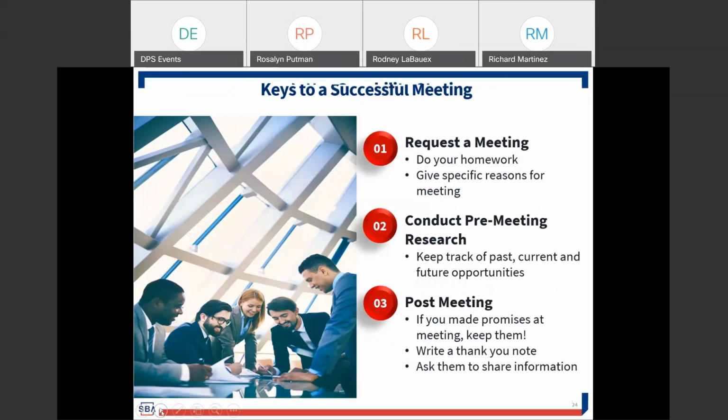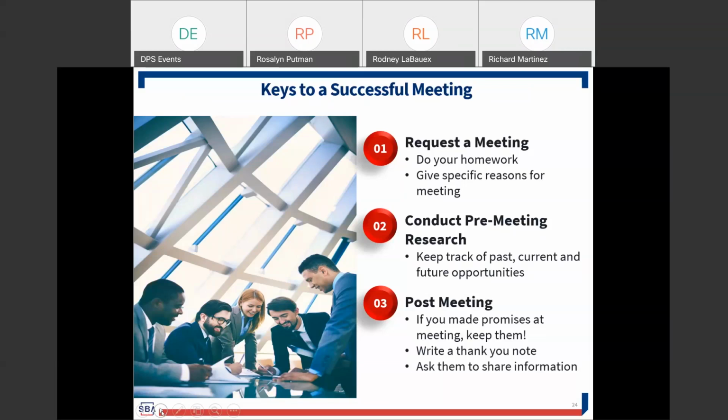Okay. So again, when you're going to meet with someone, here are some keys to a successful meeting. You request a meeting. Make sure you've done your homework. Give specific reasons for your meeting. You're coming in, you want to introduce yourself. You want to have that capability statement. You want to talk about what sets you apart. You want them to know that you know something about the agency. You want to conduct pre-meeting research. Keep track of your past, current, and future opportunities. Then you want to have a post-meeting after a contract.